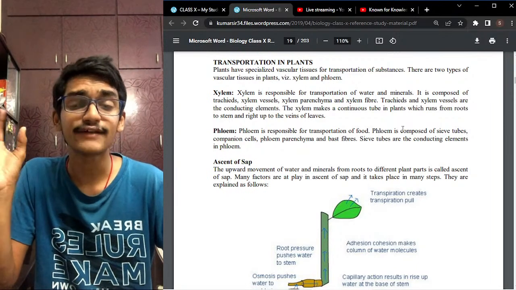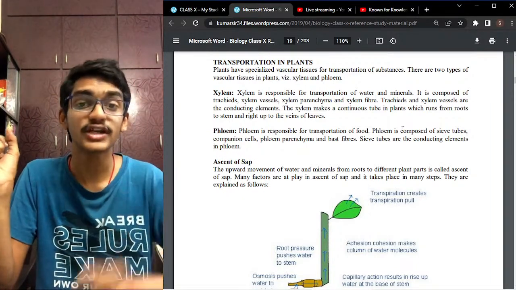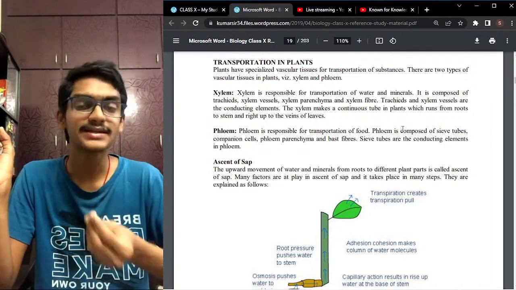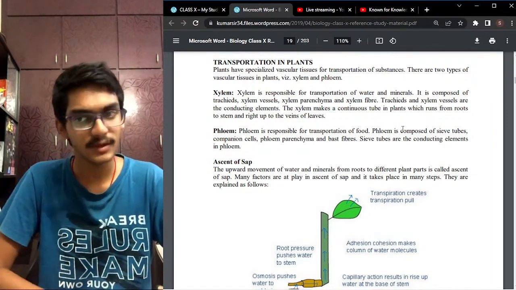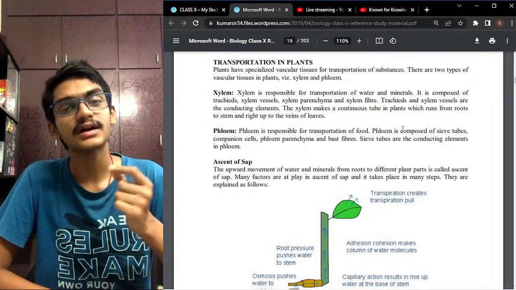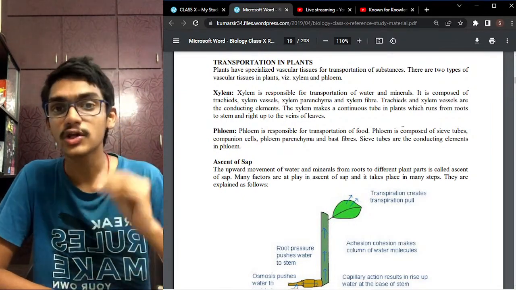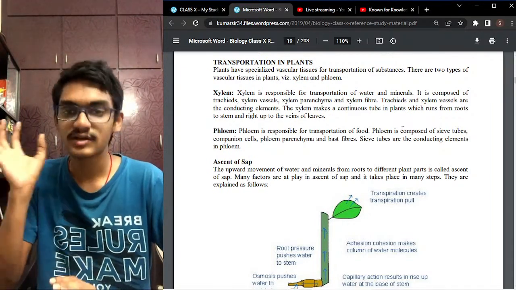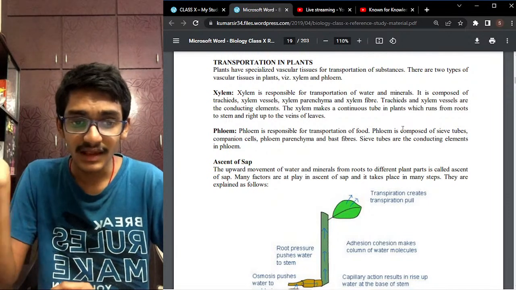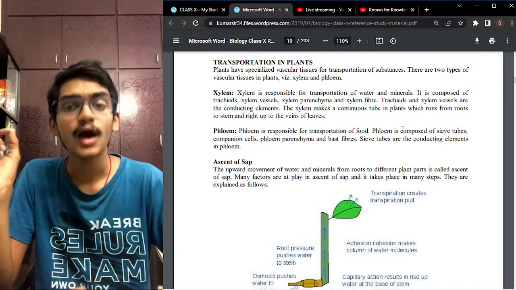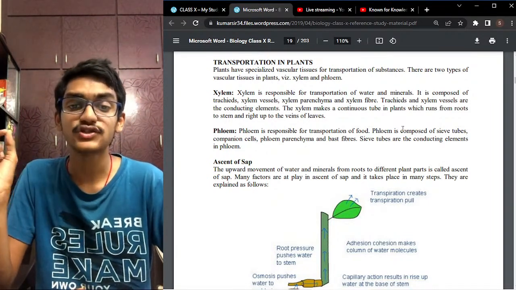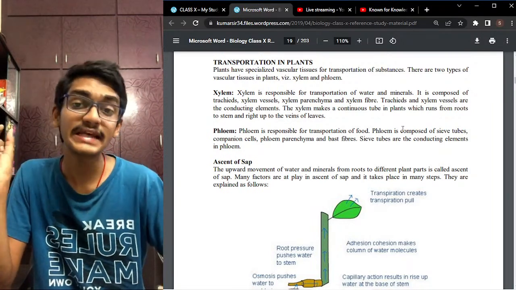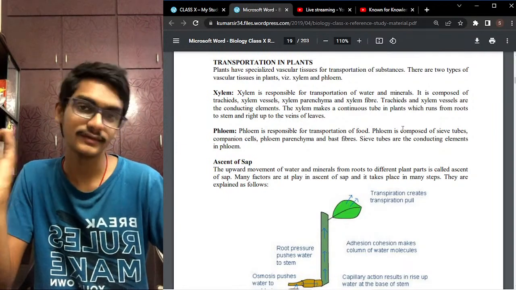fibers. Tracheids and vessels are very important in the transportation of water particles and minerals through all the parts of the plant. When we talk about minerals, we are mainly referring to the minerals which are soluble in water. Those kinds of minerals are transported. The xylem makes a continuous tube in plants which runs from the roots to the stem and right up to the leaves, the veins of the leaves as well.